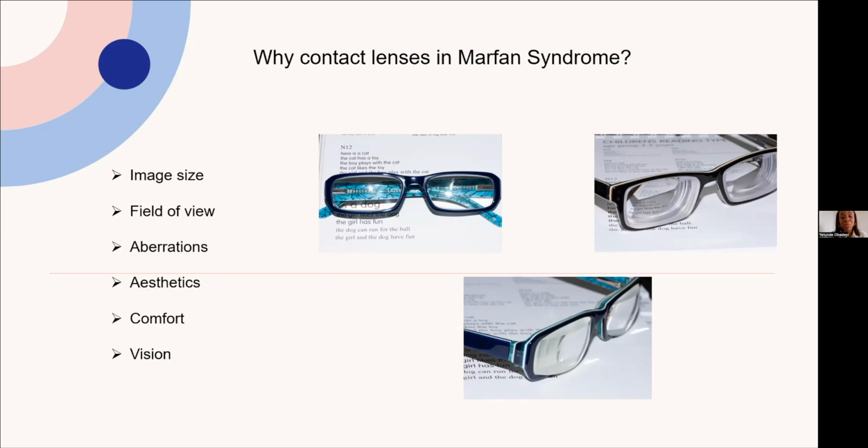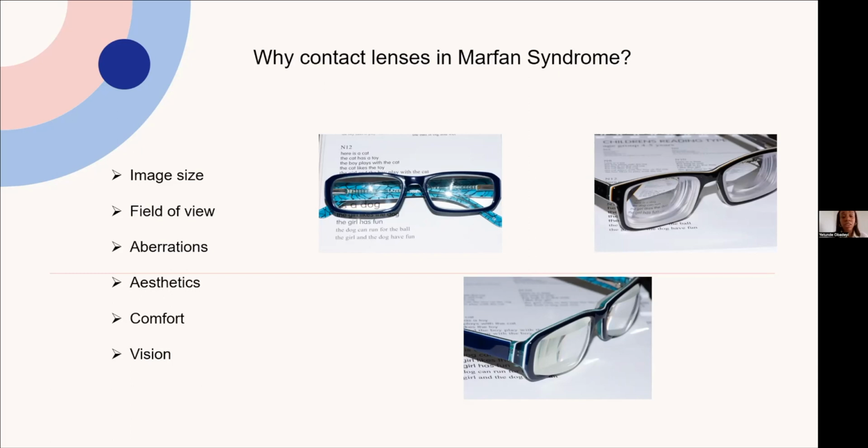Aesthetics, lots of people like to be glasses free, although glasses are quite fashionable now, and I've noticed that Victoria had some lovely glasses, so that might not be a problem for everyone. Comfort, with these high prescriptions, high myopia or aphakia, the glasses are very heavy.